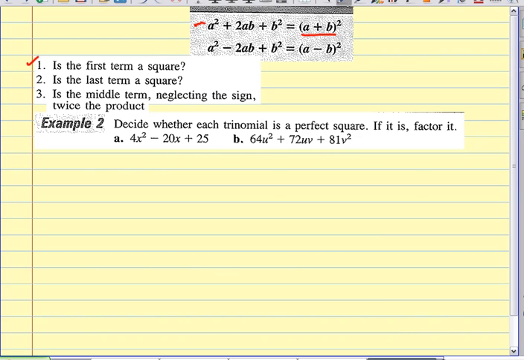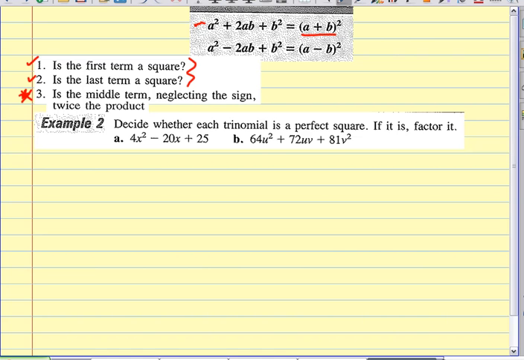Is the first term a square? Yes. Okay, well, it may be a perfect square. Is the second term a square? Yes. Okay, well, it still may be a perfect square. Is the middle term twice the product of these two? Okay, that's the part we're going to need to explain.